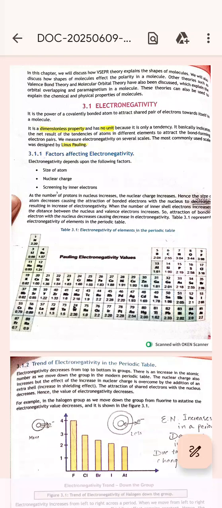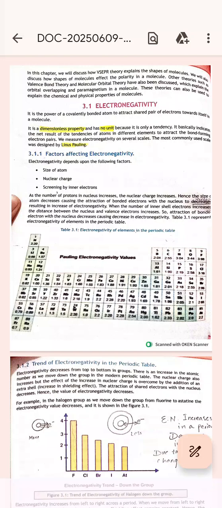There are factors that affect electronegativity. Electronegativity is affected by the following three factors. First is the size of atom, second is the nuclear charge, and third is the screening by inner electrons. As the number of protons in the nucleus increases, the nuclear charge increases. Hence the size of the atom decreases, causing the attraction of the bonded electron with the nucleus to increase, resulting in an increase of the electronegativity. When the number of inner shell electrons increases, the distance between the nucleus and the valence electrons increases. So the attraction of a bonded electron with the nucleus decreases, causing a decrease in electronegativity.